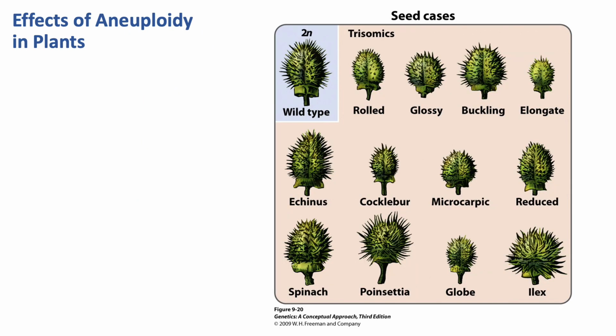So here's an example of the effects of aneuploidy in plants. Mutant capsules in Jimson weed, that is Datura stramonium, result from different trisomies. Each type of capsule is a phenotype that is trisomic for a different chromosome. The structure of the seed case in the wild type with 2n chromosomes would look like this, whereas the trisomic seeds, which have trisomy in different chromosomes, look like any of these phenotypes. They are either rolled or glossy or elongated or globe-like, and many different phenotypes.